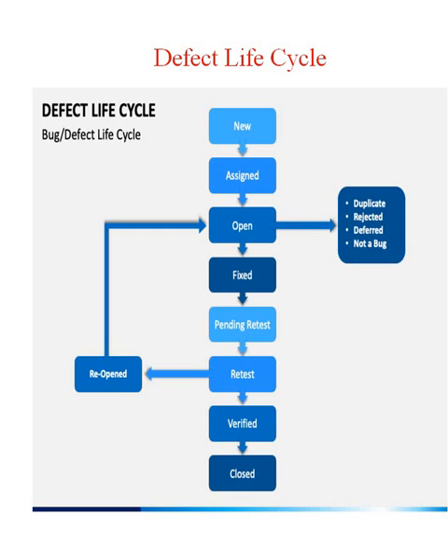This defect life cycle is also known as the bug life cycle, because defects are also known as bugs. So you can say bug life cycle or defect life cycle. How does it work? Here is a diagram in which all the stages of the defect life cycle are shown. First there is the new stage, then assign, open, fix, pending, retest, verified, close and reopen. There are a few more stages of the defect life cycle, which are duplicate, rejected, defer and not a bug. We will see all these stages one by one.